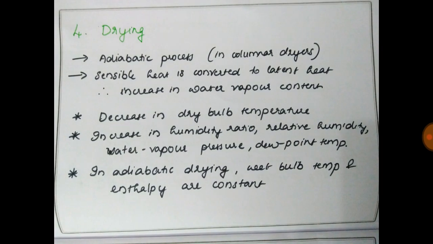The fourth one is drying. In columnar dryers, the drying is usually assumed to be an adiabatic process. So the sensible heat is converted to latent heat during this process. Therefore, there is an increase in water vapor content.